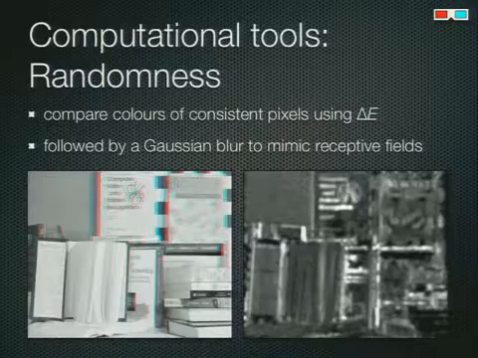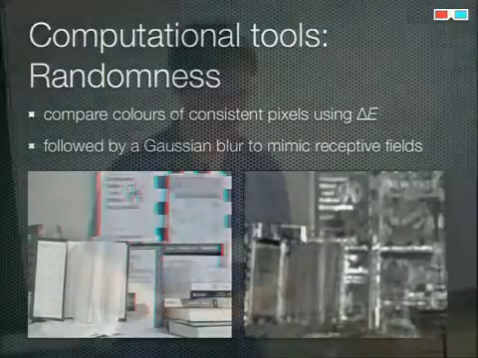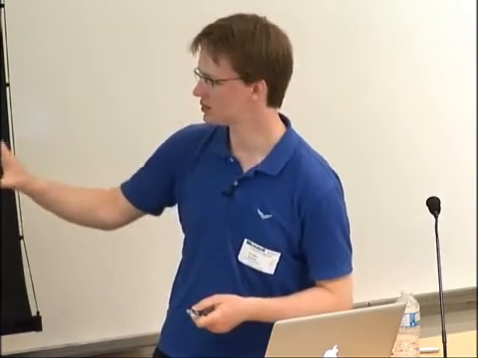And for randomness, we compare the color of corresponding pixels. And this is only of corresponding consistent pixels. So if the color is too different, if it's above some just noticeable difference, then this is considered to be inconsistent. In this example, it's scaled so that black is 0 just noticeable differences, and white is 2. So any light colors are due to inconsistencies between the two images on a very fine scale.